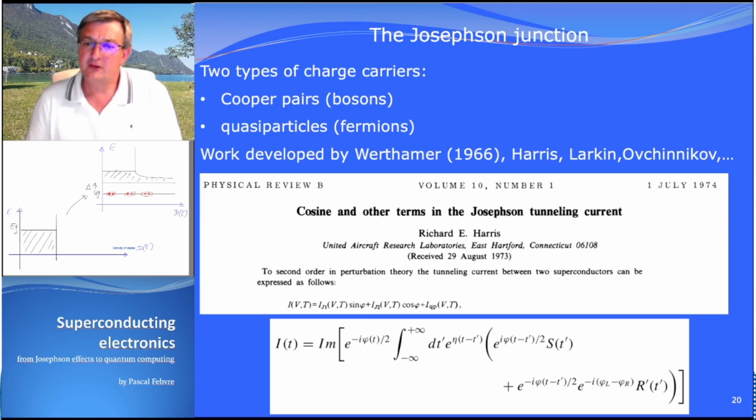There is another way to write. We can calculate the current. Here it's as a function of voltage and temperature, but you can also calculate the dynamics. It's more complicated in this case. The dynamics, the full dynamics of a Josephson junction. And you can show that this current that you will observe is the imaginary part of this complex integral, where you have 2 terms, S and R, which are Green functions associated to the Cooper pairs and quasi-particles.